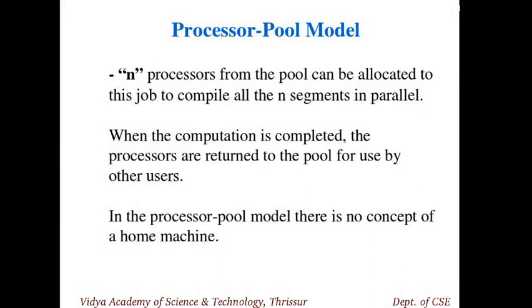N processors from the pool can be allocated to this job to compile all the n segments in parallel. That is another advantage. It will be done in parallel rather than sequentially, because n small groups or small tasks of a big task are done by different computing units, so it can be done in parallel. That is a big advantage.